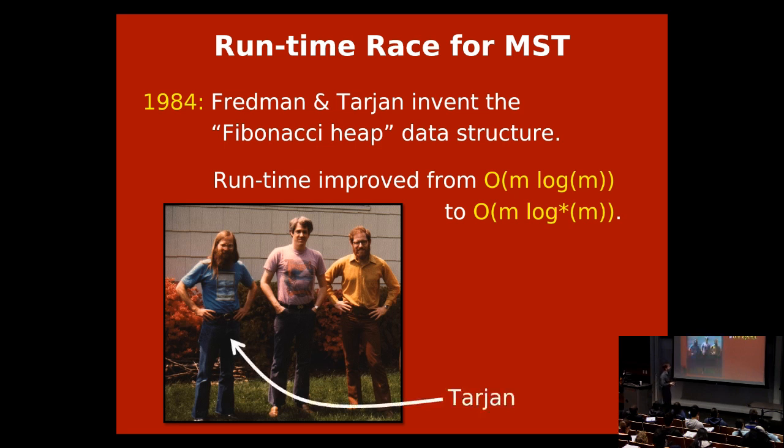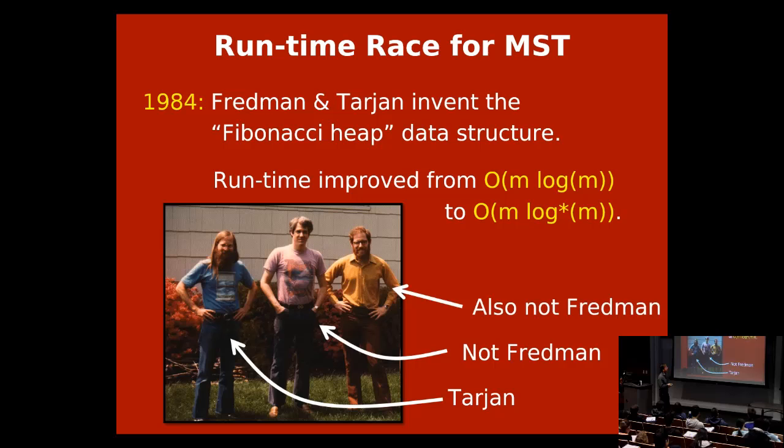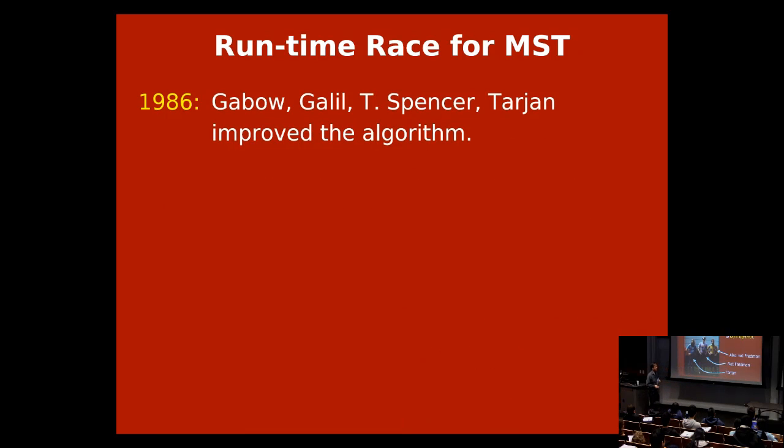Here, this is Tarjan on the left. This is not Fredman. And this is also not Fredman. I don't know if even Nancy Drew could find a photo of Fredman on the internet. You can try to find him. There's 2 other famous theoretical computer scientists.